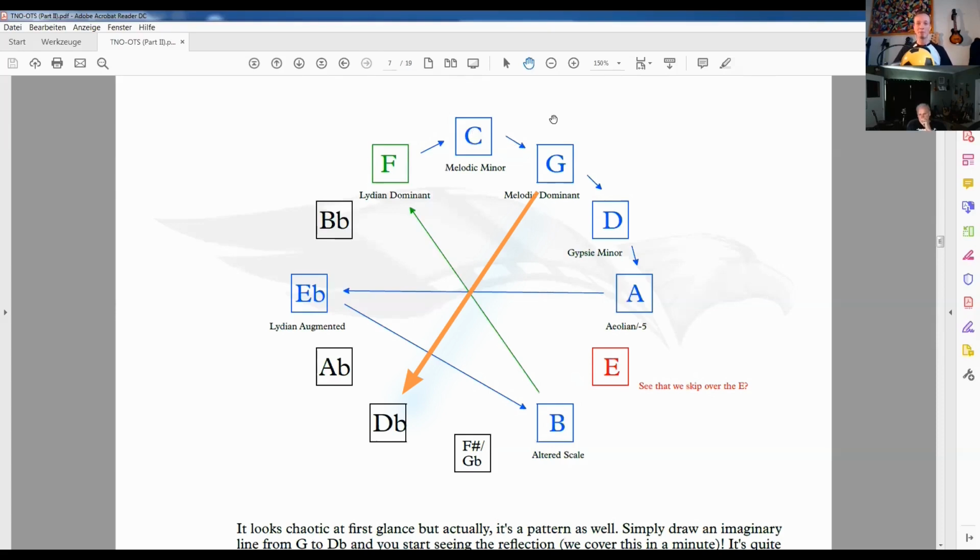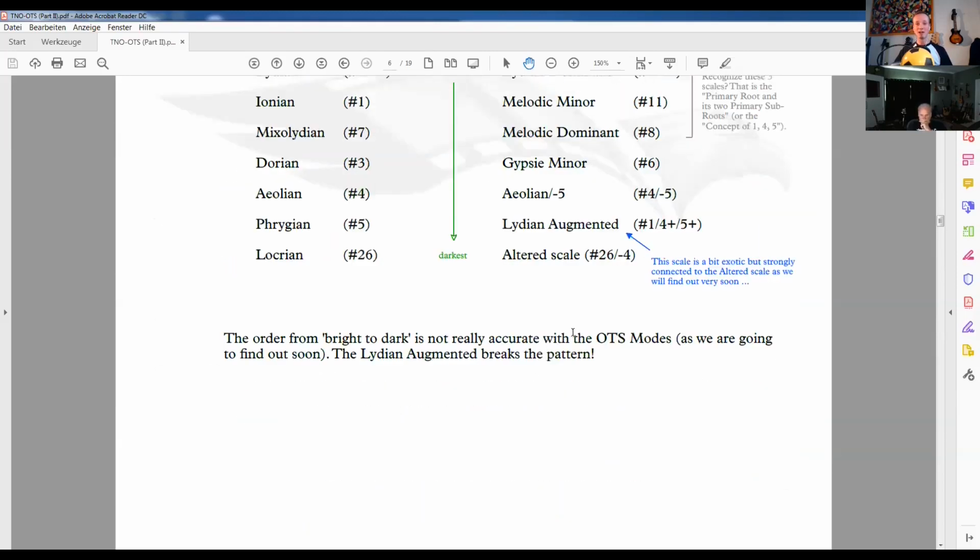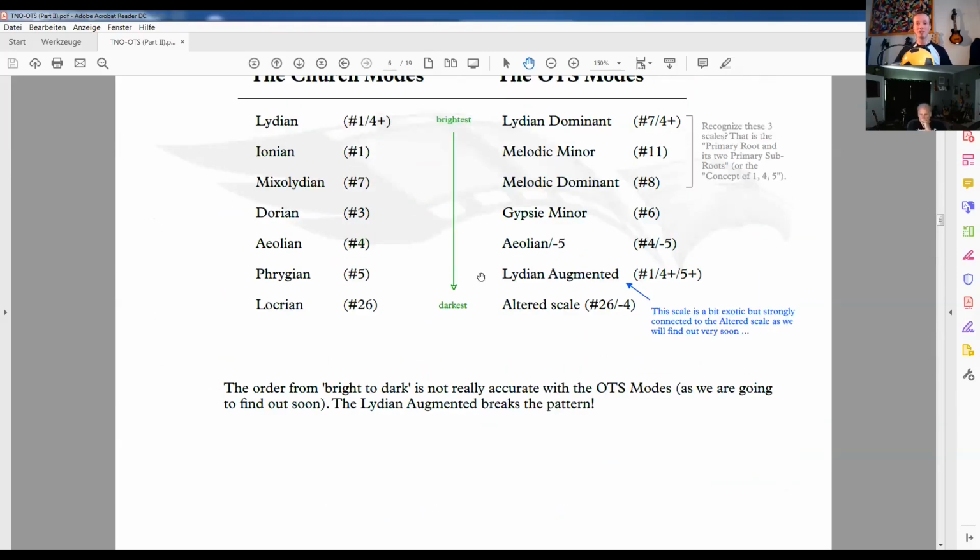Both of those scales share equal properties in that they are palindromes. Then we have the melodic minor, which is the reflection of the gypsy minor. And then we have the Lydian dominant and the Aeolian with a flat 5, those are partners. And funnily enough, the Lydian augmented and the altered scale, they are also reflective scale partners. And that is what I showed right here. The Lydian augmented is really a bit special because that's the moment where we break the circle of fifths.